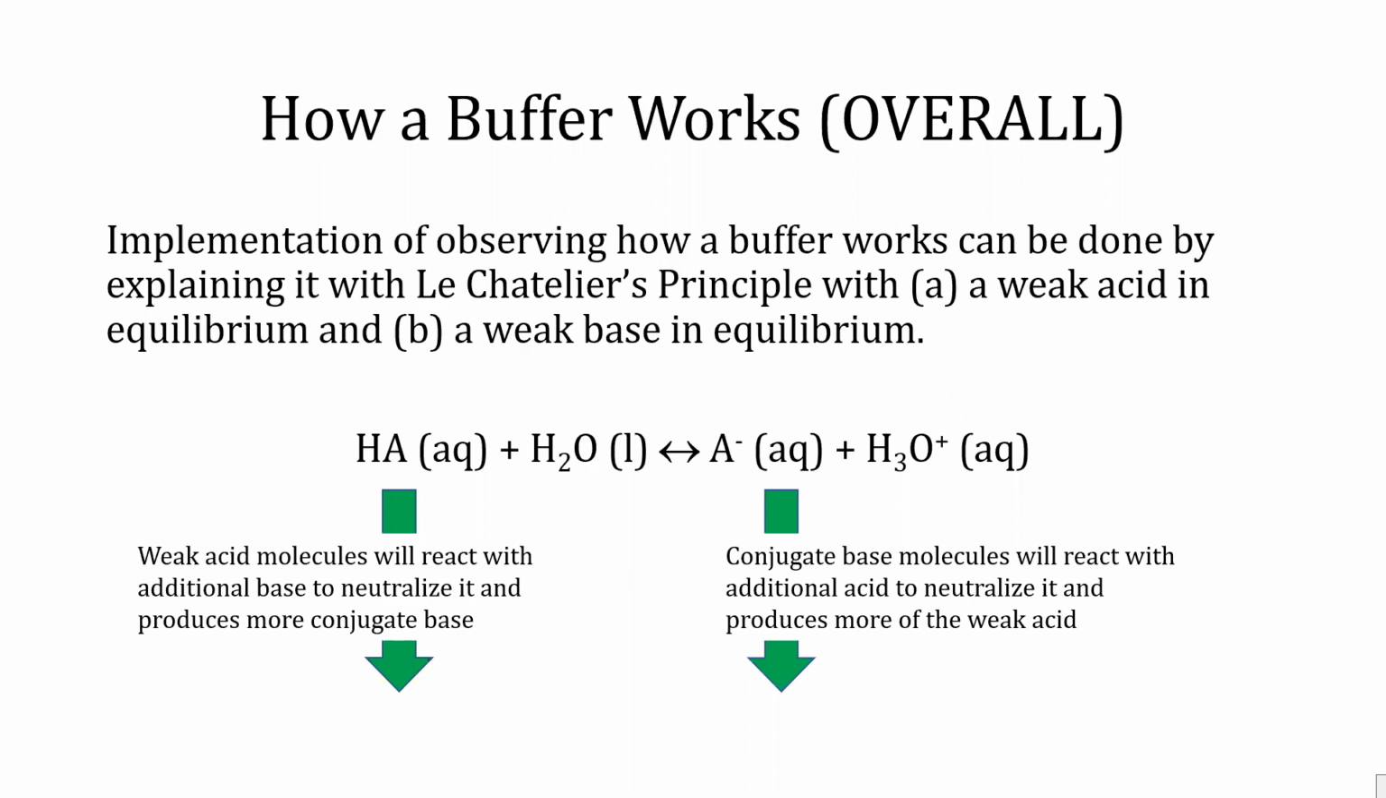Weak acid molecules will react with additional base to neutralize it and produce more conjugate base. The reaction is HA plus OH- forms H2O plus A-. Conjugate base molecules will react with additional acid to neutralize it and produce more of the weak acid. The reaction is A- plus H3O+ forms H2O plus HA.